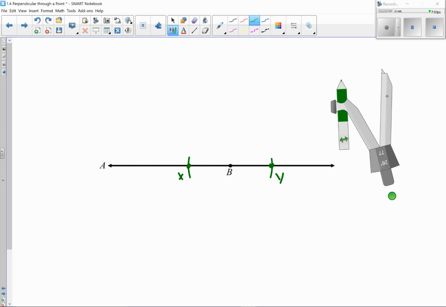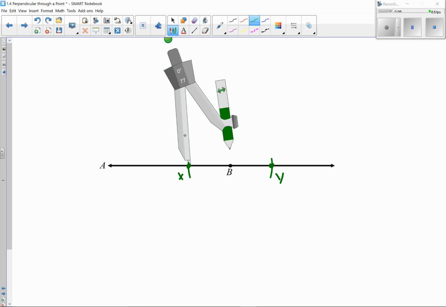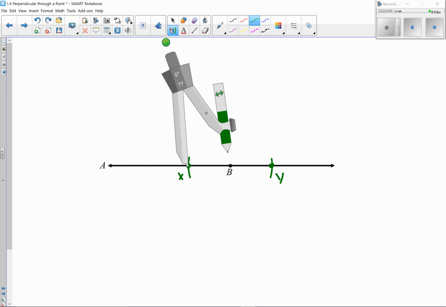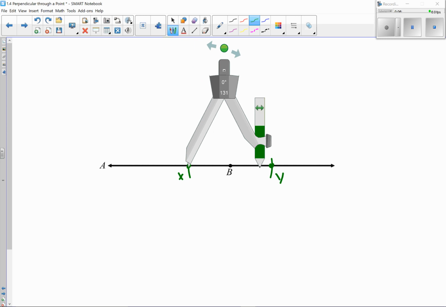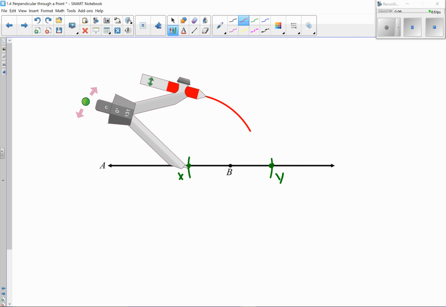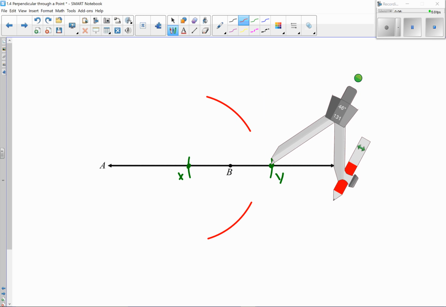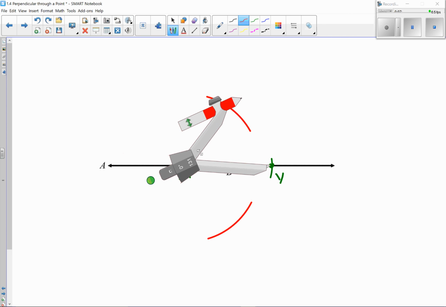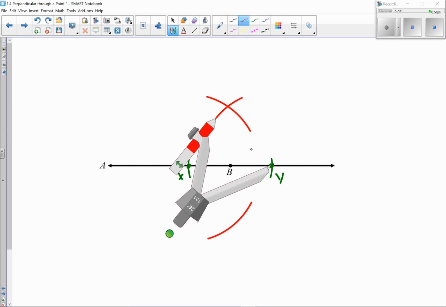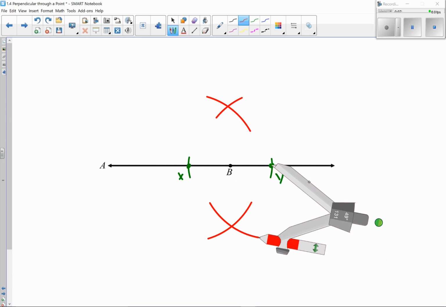So once I have that, then it's just back to that perpendicular bisector process. I'm going to put the pointer on this first point that I called X. Again, as long as I'm more than halfway, so as long as I'm past B, it will be okay. I'm going to make an arc above and an arc below. Then I'm going to flip, again without changing the size of my compass, to be on point Y, making an arc above, and then an arc below.